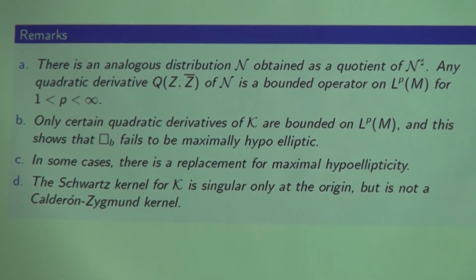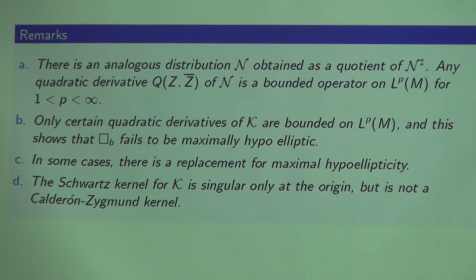Okay, some final remarks. There's an analogous distribution n downstairs. This is very well behaved. Any quadratic derivative of n is going to be a bounded operator on LP. Because we had a product operator upstairs, we get a good thing downstairs. Only certain quadratic derivatives of k are bounded. And in fact, this shows that this box B fails to be maximally hypoelliptic. I guess there's a typo, there should be something in there.